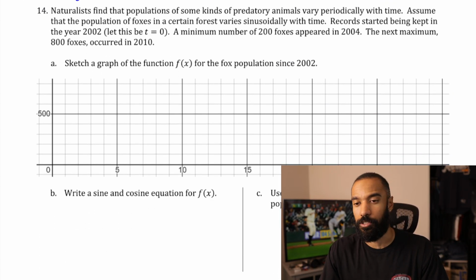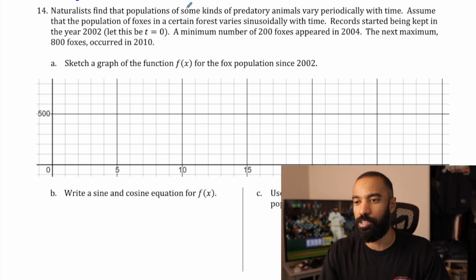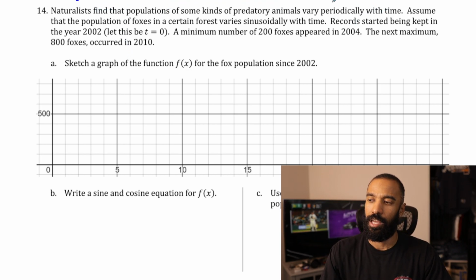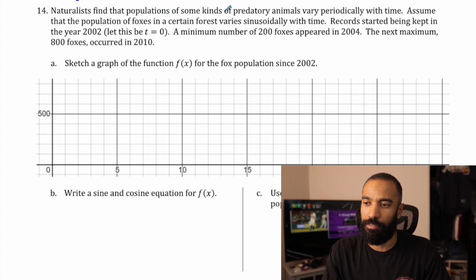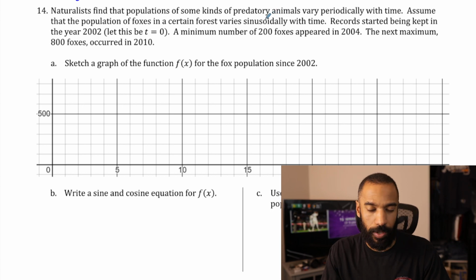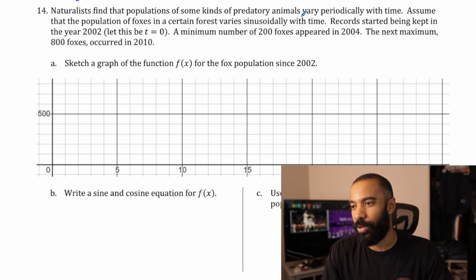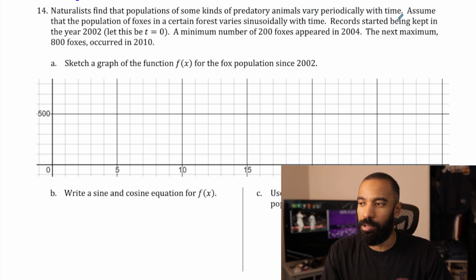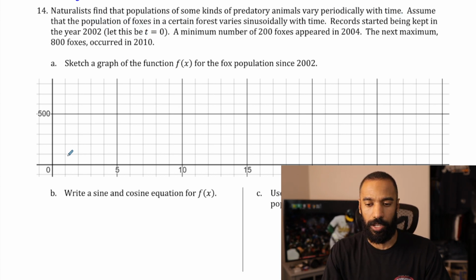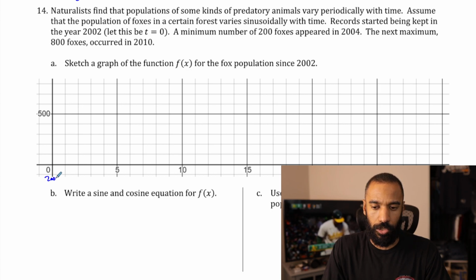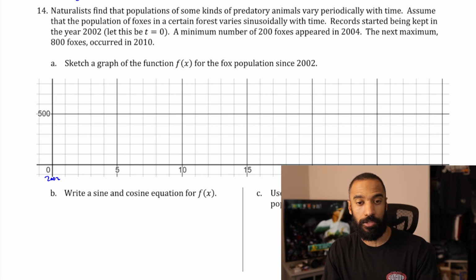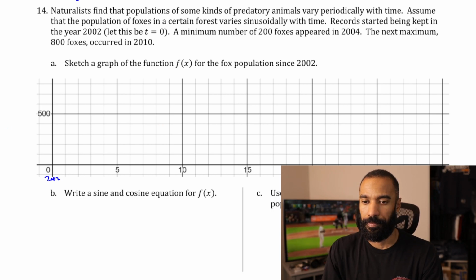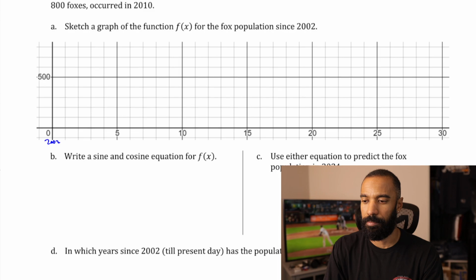No calculator ever used. Naturalists find that populations of some kinds of predatory animals vary periodically with time. Assume that the population of foxes in a certain forest varies sinusoidally with time. Records started being kept in the year 2002. Let this be t equals 0. So this year is 2002 right here. So 5 is 2007, 30 is 2032, etc. Okay, I know I'm covering part of that. Sorry.